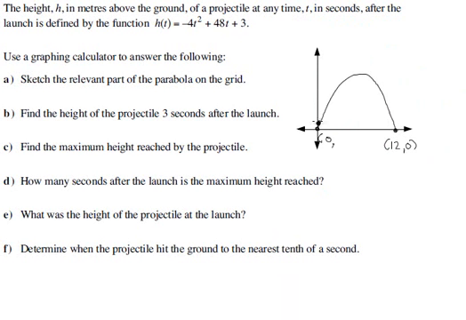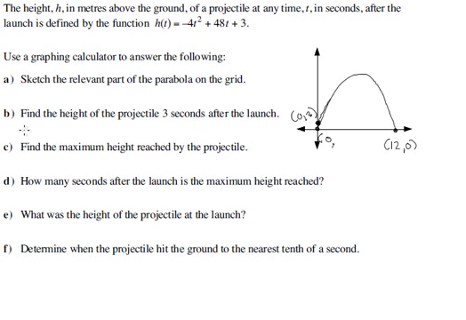I actually didn't draw mine wonderfully here. This starts on the y-axis at 0, 3. So this rocket somehow was 3 meters up in the air before it even was launched. It was sitting on top of something. Find the height 3 seconds after the launch.